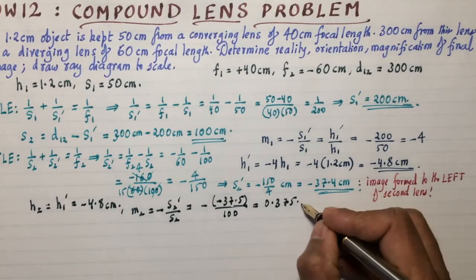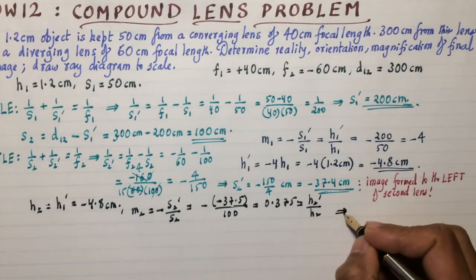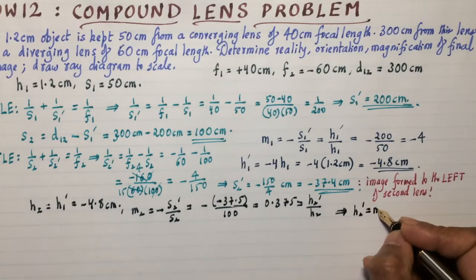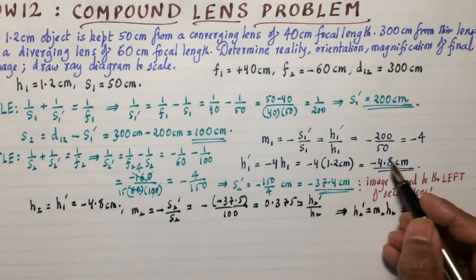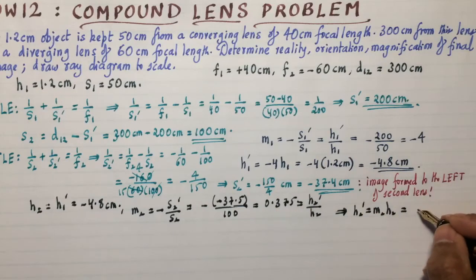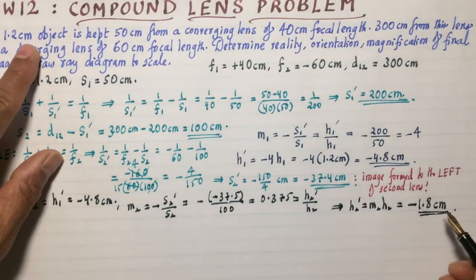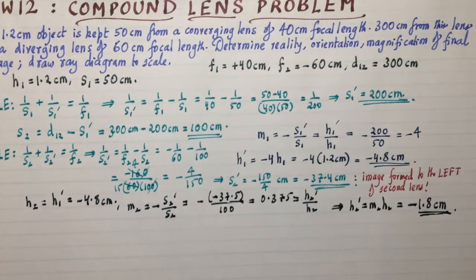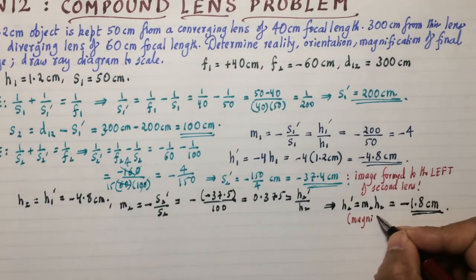But M2 is also equal to H2 prime over H2, which tells me that H2 prime is equal to M2 times H2. So H2 was -4.8, and M2 is 0.375. So when I multiply the two, I'm going to get -1.8. This part I worked out in a calculator beforehand. So first of all, 1.8 is bigger than 1.2. So the image is going to be magnified and inverted, but just by a bit.